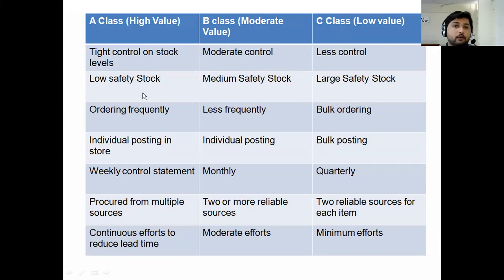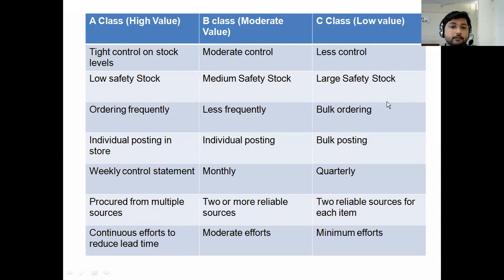Then for A class items we require low safety stock. For B class items we require medium safety stock. Then for C class items we require large safety stock. Then A class items need to be ordered frequently. B class items need to be ordered less frequently as compared to A class items. C class items are ordered in bulk.